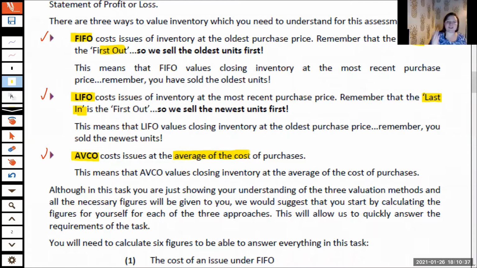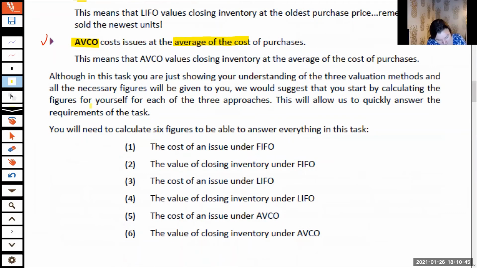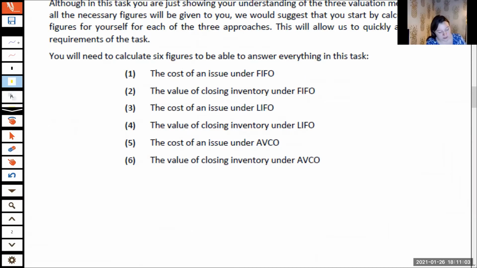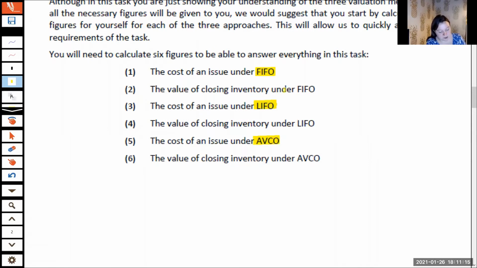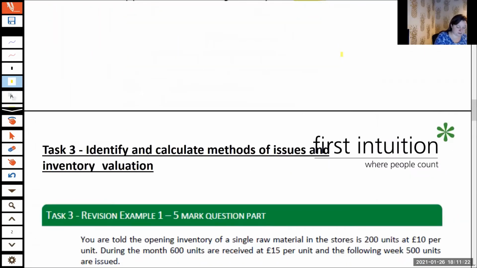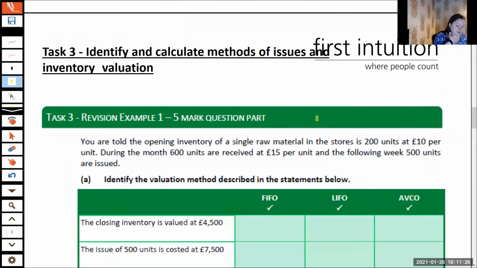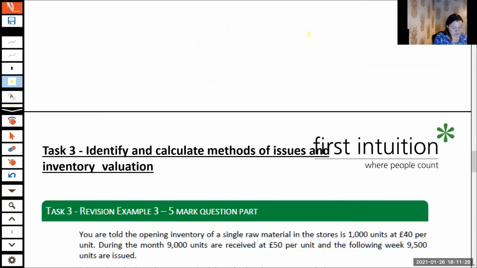Now, how is this going to be examined? This is going to be examined in our elements of costing paper by generally asking us to tick boxes and fill in numbers for multiple different things. As it says here, we must be able to calculate the following: the cost of an issue under FIFO, so the cost of goods leaving our warehouse, so the cost of an issue under FIFO, cost of an issue under LIFO, and the cost of an issue under AVCO. And again, we also need to value the closing inventory under FIFO, under LIFO, and under AVCO. And so the two tasks we're going to go through today, task 3 revision example 1, task 3 revision example 3.